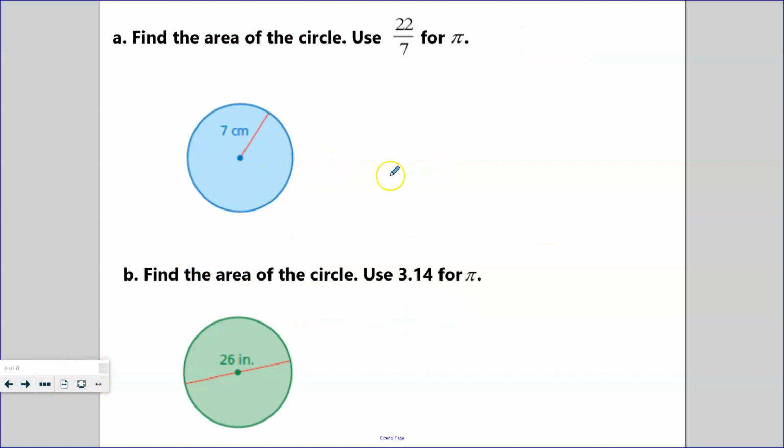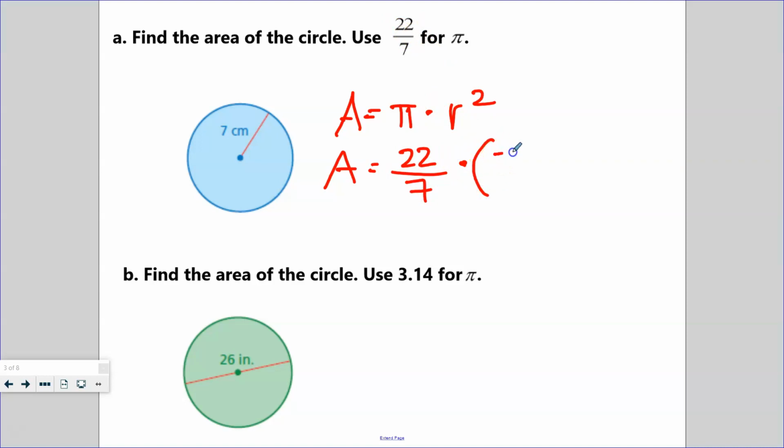All right, so find the area of the circle. Use 22/7 for pi, okay? And so we have area equals pi times r squared. Area equals 22/7. It's asking you to practice it with the fraction format. Times, right? Remember, we do this first, 7 squared. Okay, so we have area equals 22/7 times 49/1.